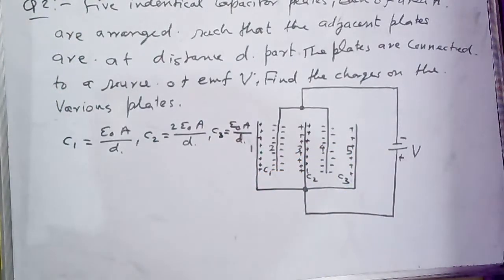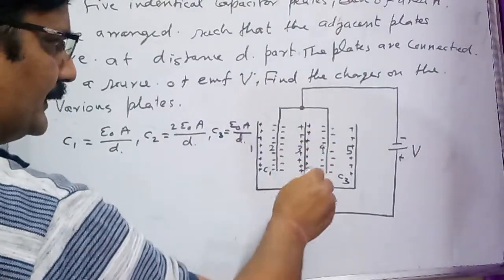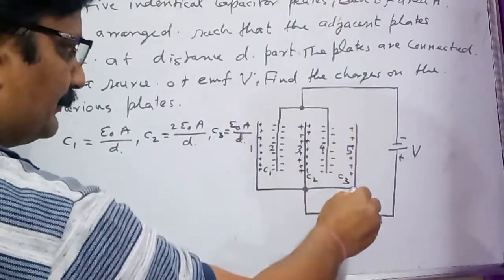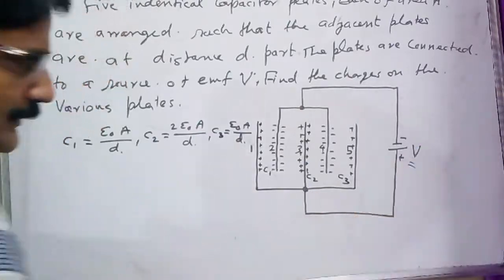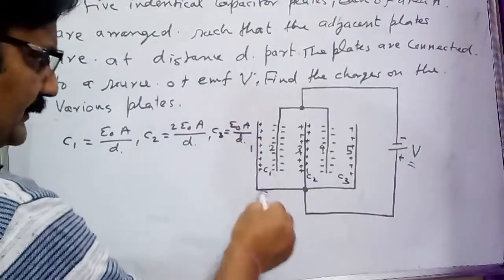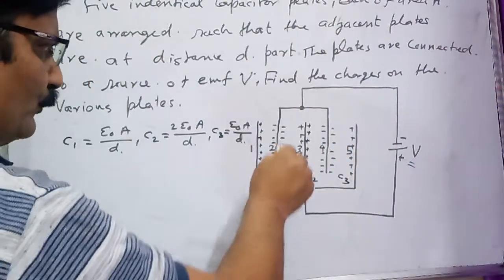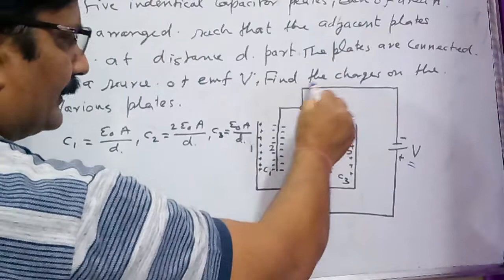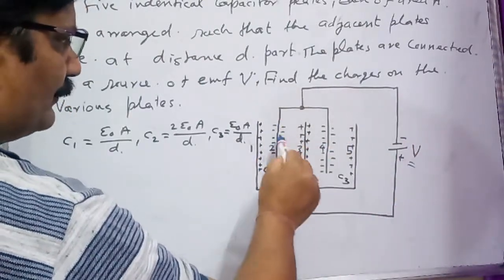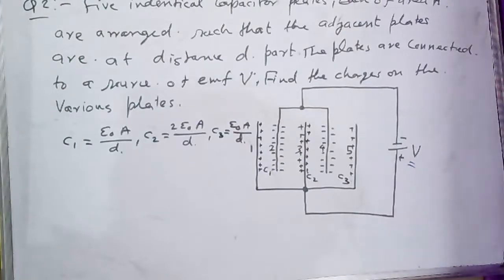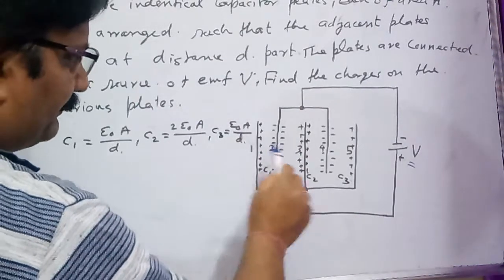Students, you see this plate 1, 3 and 5. All three plates are connected to the positive terminal of the potential source. Means these plates are at positive potential. But plate 2 and plate 4, they are connected to the negative terminal. So charge on these two plates 2 and 4 is negative. There are three capacitors being formed between the plates.